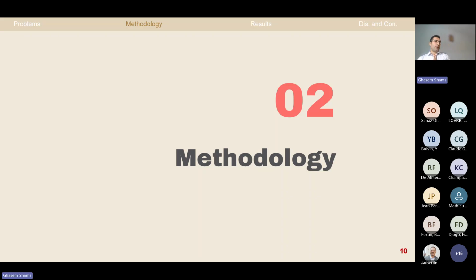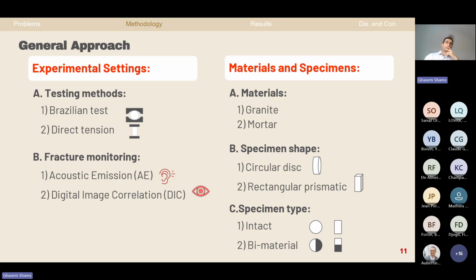To answer this question, we developed an experimental methodology. This is the general approach that we had. We ran many Brazilian and direct tensile tests, two different tests, and we had the materials, granite and mortar. As you can see, the specimen shape is circular disc and rectangular prismatic for the Brazilian test and direct tensile test. And we ran our test on intact materials and biomaterials: intact granite, intact mortar, and rock-mortar biomaterials.